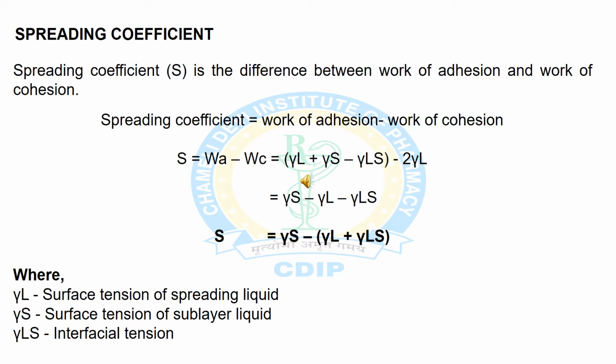As shown in the formula, S is equal to WA minus WC, that is equal to gamma S minus gamma L plus gamma LS, where gamma L is the surface tension of spreading liquid, gamma S is the surface tension of sublayer liquid, and gamma LS is equal to the interfacial tension.